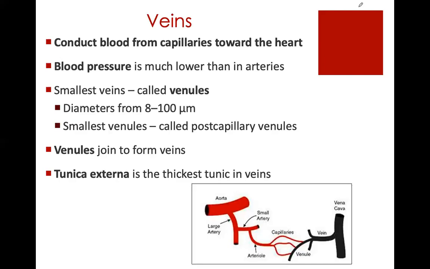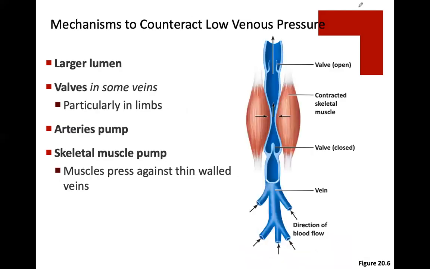Now, as these venules join each other, they form veins, and veins become larger and larger until they form two main veins, the superior and inferior vena cava, that return blood to the right-hand side of the heart. If we talk about veins associated with the left-hand side, those would be your left and right pulmonary veins. Their tunica externa, the outermost layer of the blood vessel, is relatively thick compared to what you will see in arteries.